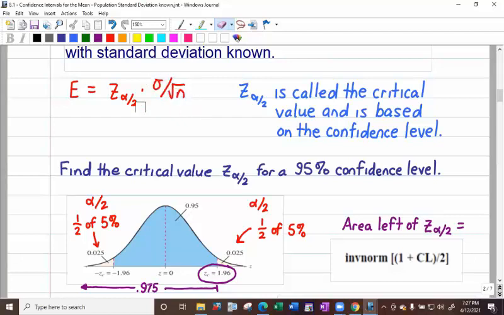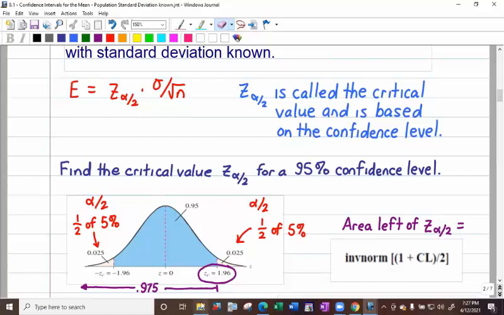Now, the Z won't necessarily be given, but it gives you the confidence level, and you can get the z-value from that confidence level. And you'll also be given the sample mean. But let's take a look at conceptually how this works.